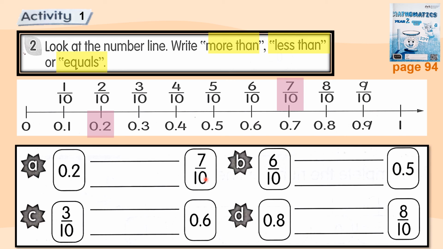Look at 0.2. Remember, the value gets smaller as the fractions or decimals move to the left. So, 0.2 is less than 7/10.